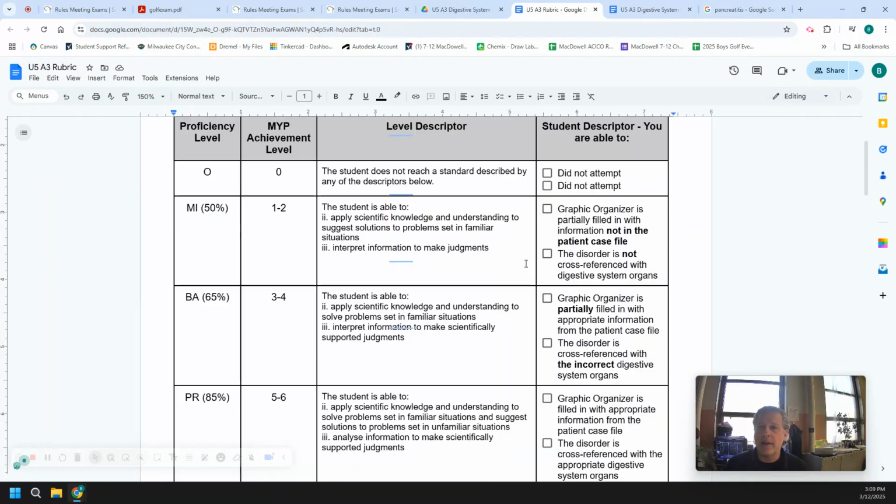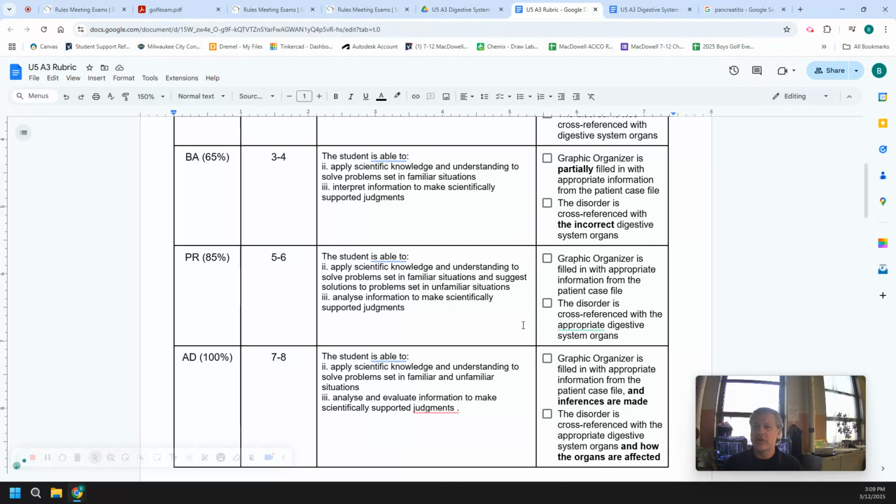In part one, this is how you're going to be graded, right? Your graphic organizer is filled in with appropriate information from the patient case file. The disorder is cross-referenced with appropriate digestive system organs. That's the key. That's the key that gets you the proficient on this part.